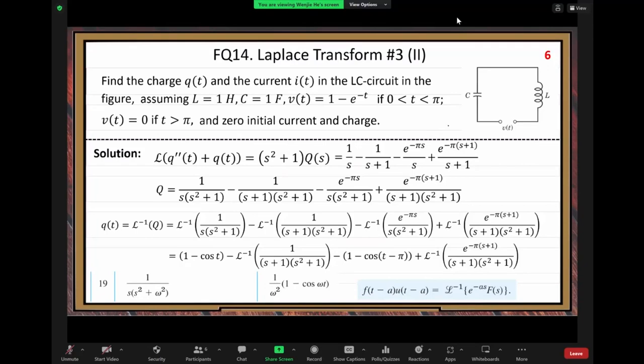I want to give you an optional question. Practice a question similar to this one. I show you how to apply the second shifting theorem to solve it, but it's optional. Not required. All right, so we finish this question. So the last one today, and the last one for the Laplace transform.